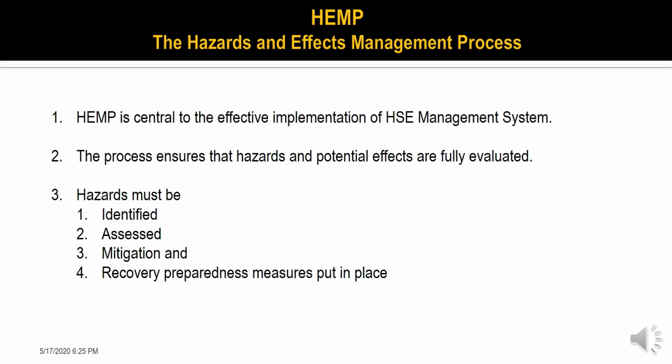Also remember I told you that when you complete this 4.2 HEMP module, we are completing about 60% of the safe work procedures and emergency response management. You can see here the hazards must be identified, assessed, and mitigation and recovery preparedness measures put in place. So we are actually completing part of 4.3 also. Once we do the HEMP, we will be reducing all the potential consequences of any remaining risk within the business.